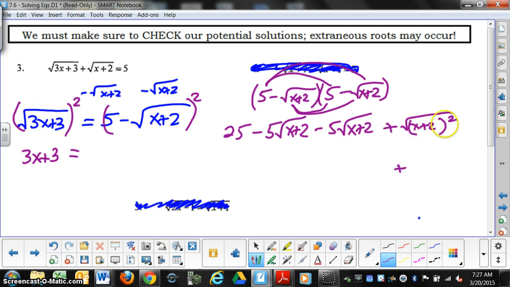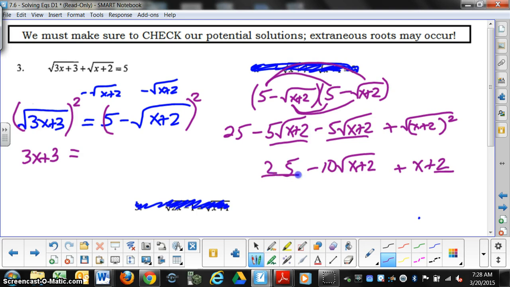So the square root and the square cancel out, and I'm left with x plus 2 there. These are considered like terms. Minus 10 times the square root of x plus 2, and the 25 carries down. So here we have 25 minus 10 times the square root of x plus 2 plus x plus 2.